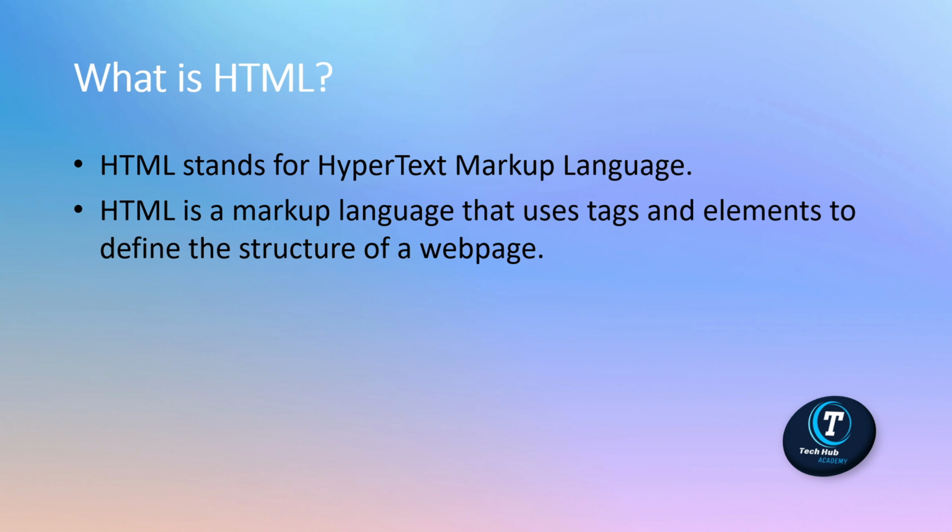HTML is a markup language that uses tags and elements to define the structure of a web page. Hypertext means linking to other pages or websites. Markup language means it uses tags to define elements like text, images, and links. HTML tells the browser the structure of a web page. What is a heading, paragraph, image, or link?